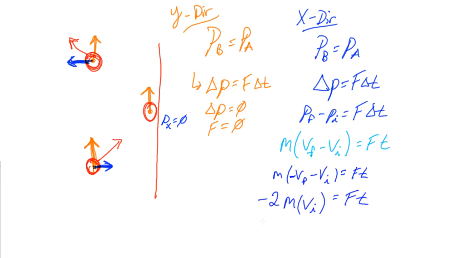Now, it might be a nice thing to shove in your back pocket for later, but here's one thing people tend to get tripped up on, which is not noting your signs in the directions you're going. So this tells me, since mass is a positive number and my initial velocity is a positive number, that my force exerted from the wall has to be a negative number, since I have a negative over here. And why is that?